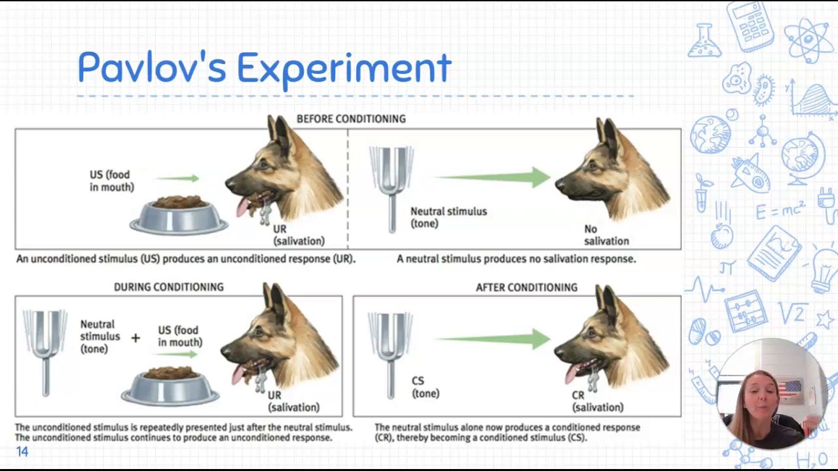After several pairings, he decided to see what would happen if he presented just the tone. He found that when he presented the tone, the dog did in fact salivate, which is weird because dogs don't naturally salivate to tones. So now the tone, which had been neutral previously and did not cause salivation, was a conditioned stimulus and thus created a conditioned response, because it's not normal for a dog to salivate to a tone.